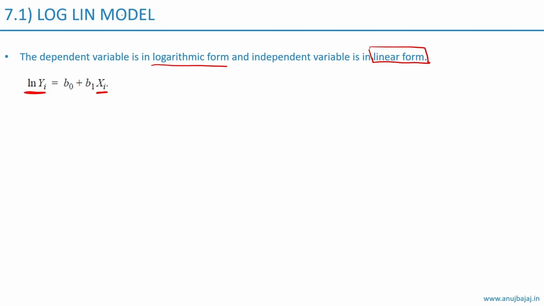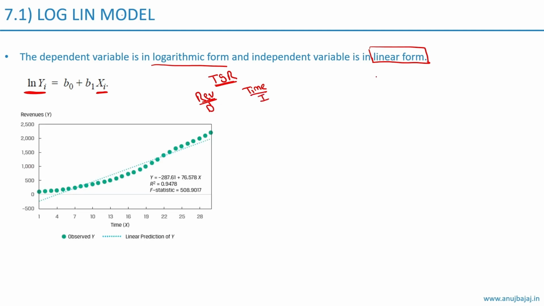So for example, an analyst is conducting a time series regression. He regresses the yearly revenue against time. So this is the dependent and this is the independent variable. And this is how the scatter plot looks, where we take the linear form of both variables. As we can see, there is a non-linear relationship between the two variables, and simply establishing a linear relationship won't give us accurate results.